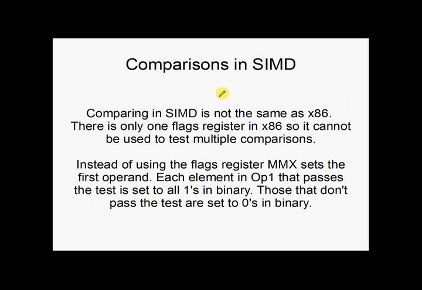Okay, this is where stuff sort of starts to get a bit confusing. But comparing in SIMD can't be the same as regular x86. There's only one flags register in x86, so you know that single flags register can't be used for multiple comparisons that we do in SIMD. So instead of using a flags register, MMX sets the first operand. Each element of op1 that passes the test is set to all 1s in binary, and those that don't pass the test are set to all 0s in binary.